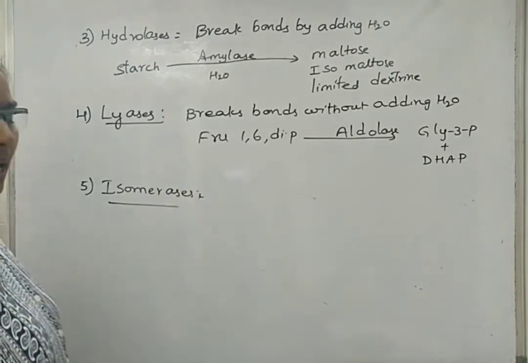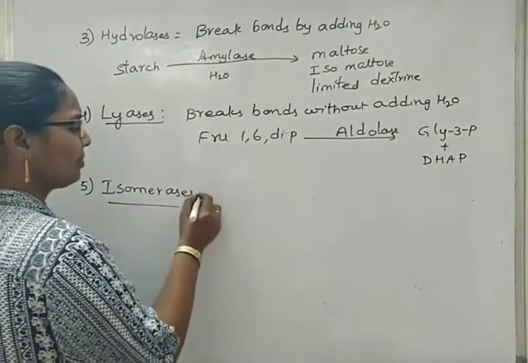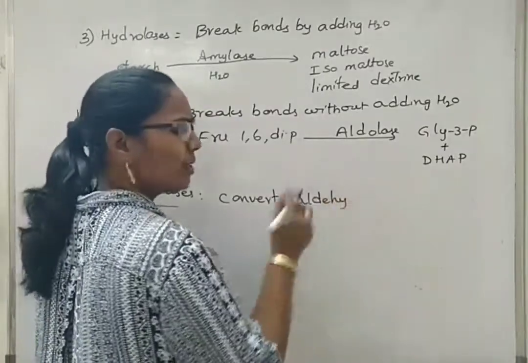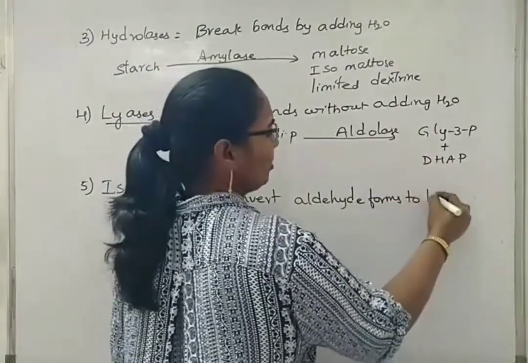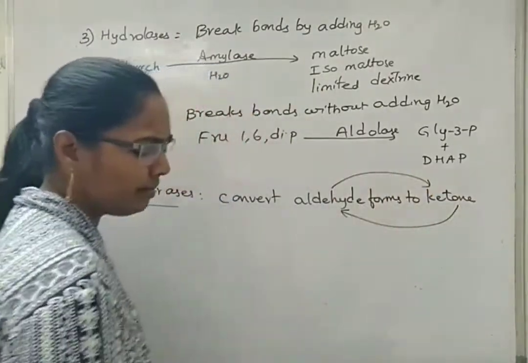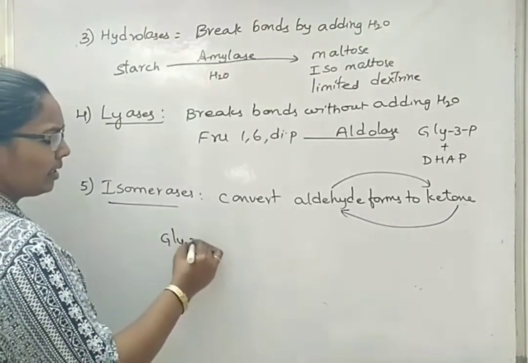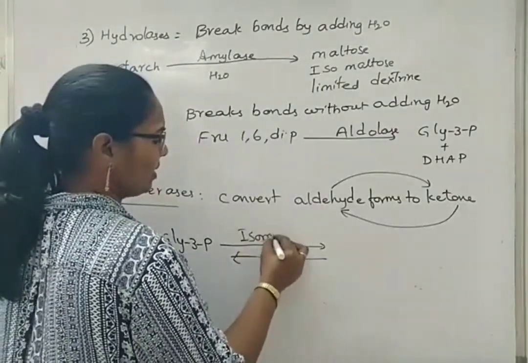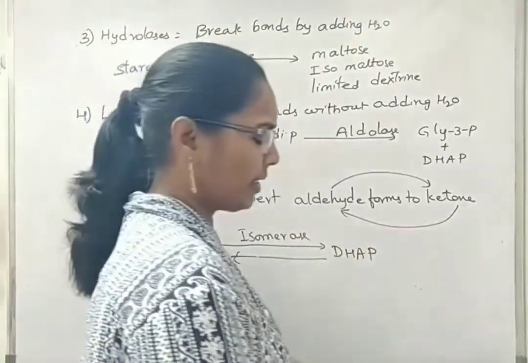Next, the fifth one is isomerases. Isomerases means they convert one form to another form, aldehyde forms to ketone forms or ketone forms to aldehyde forms, vice versa. Example, glyceraldehyde 3-phosphate in presence of the enzyme isomerase is getting converted into dihydroxyacetone phosphate.